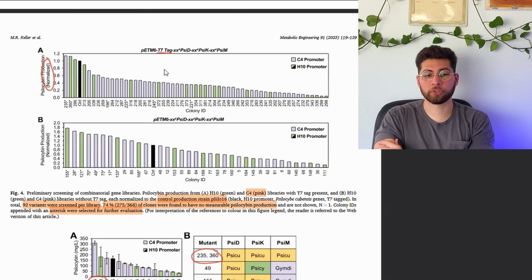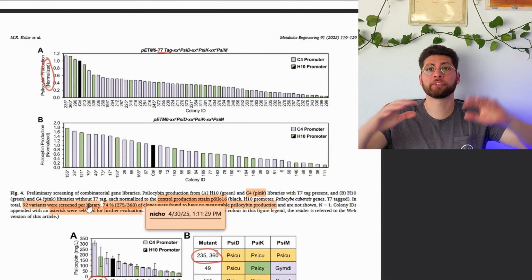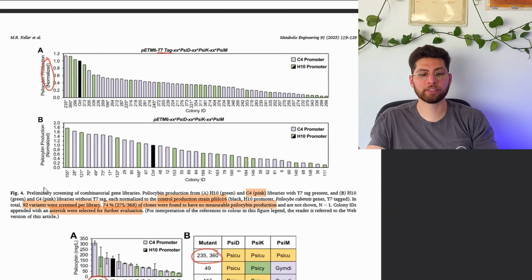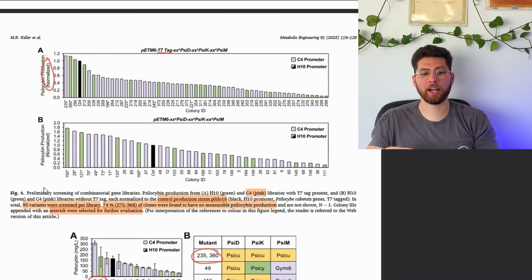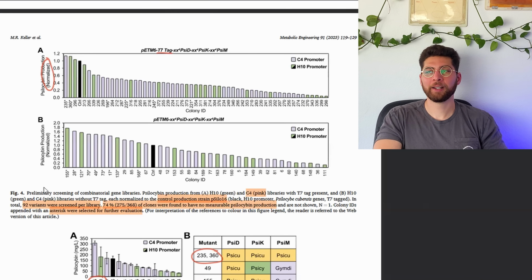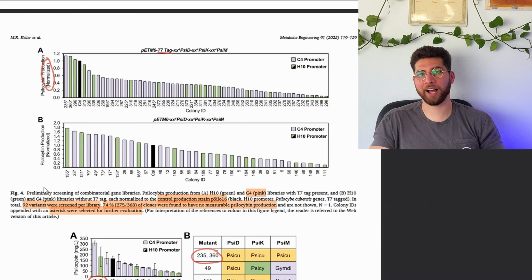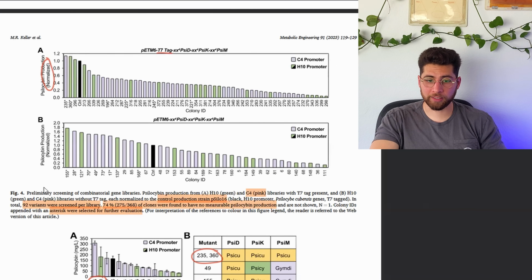92 variants were screened per library. So if we have 64 potential mutants, we're screening 92 variants. We have like 1.5 times coverage of the library. So potentially we're not seeing every mutant in the library, but that's okay. We don't need to see all of them. We just can't say that these are the best ones in the library because we may have missed some of the mutants. Because they say here, 74% of the clones were found.